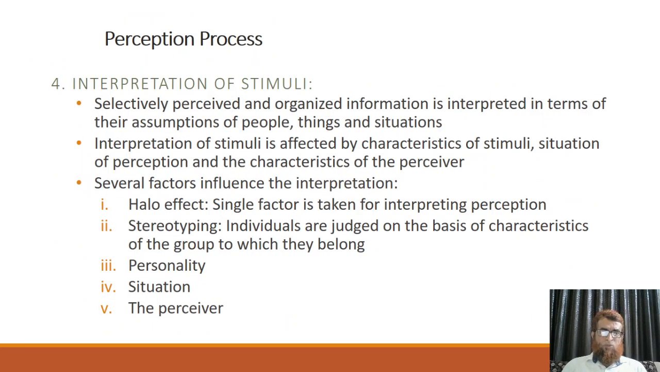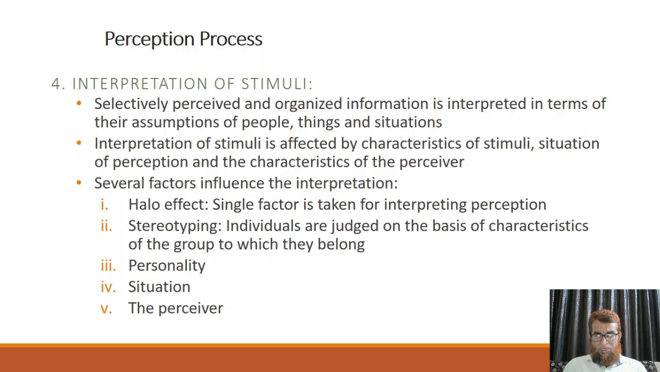Fourth step in perceptual process is interpretation of stimuli. Selectively perceived and organized information is interpreted in terms of their assumption of people, things, or situation. Interpretation of stimuli is affected by characteristics of stimuli, situation of the perception, and characteristics of the perceiver. Several factors affect or influence the interpretation of stimuli. First one is halo effect, which means a single factor is taken for interpreting perception. On the basis of a single factor, we interpret the perception. We say he is good or he is bad according to one single factor.